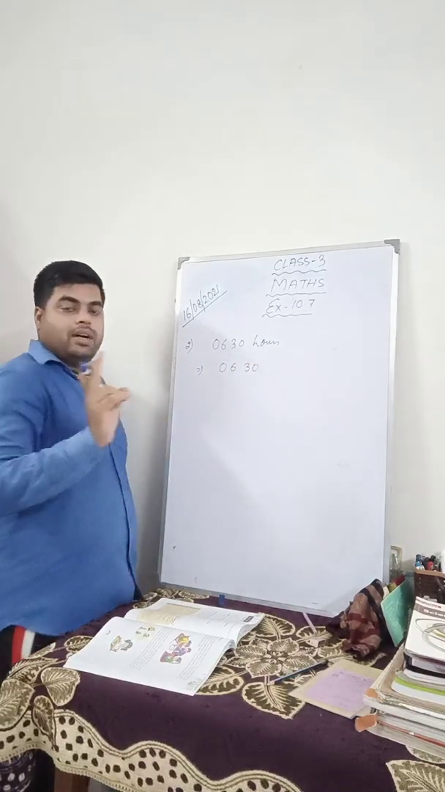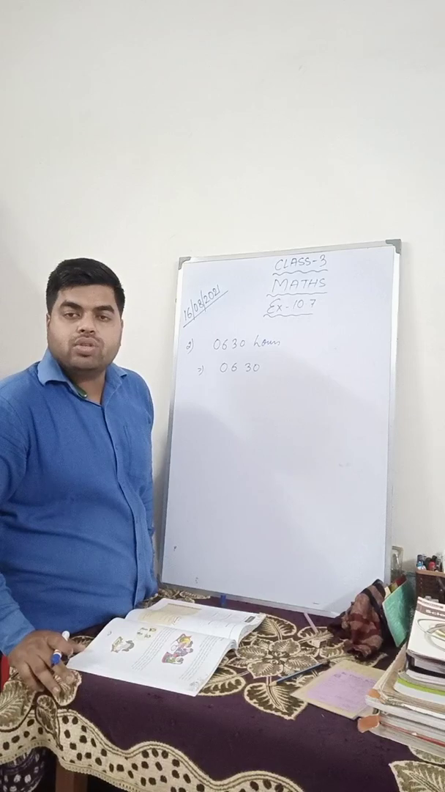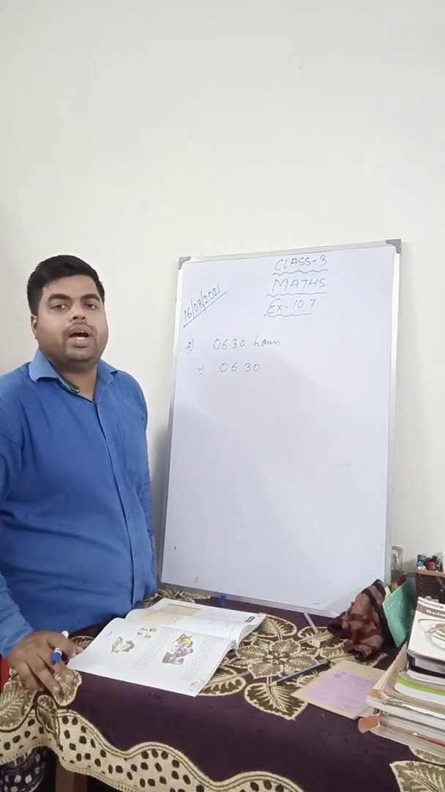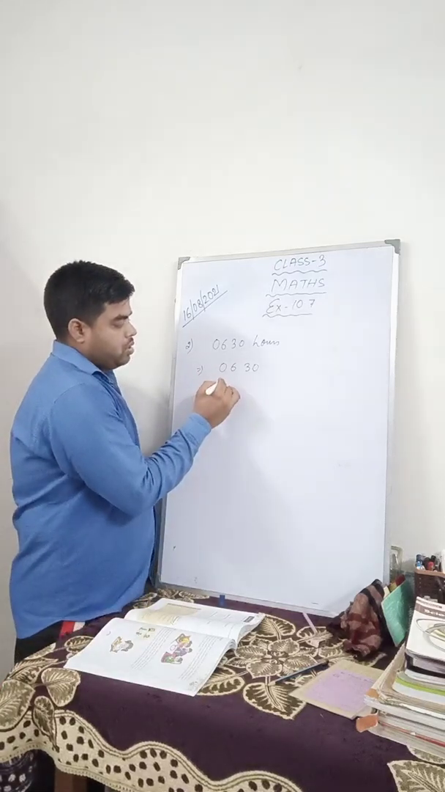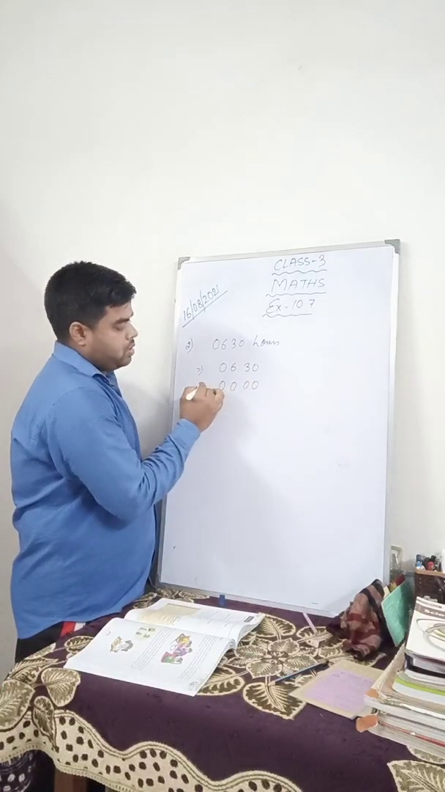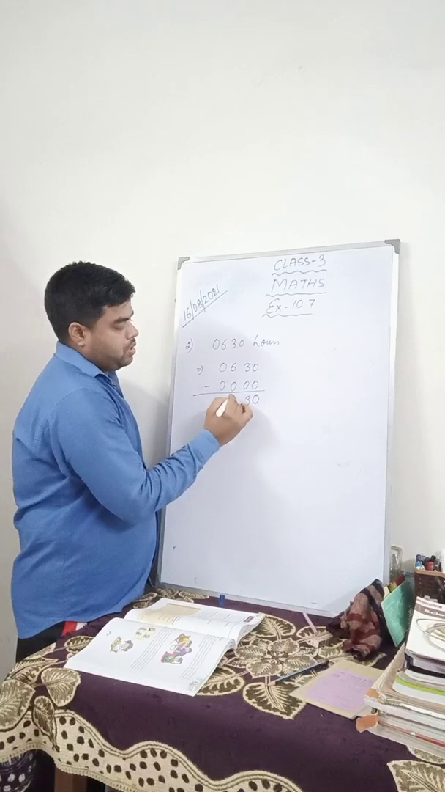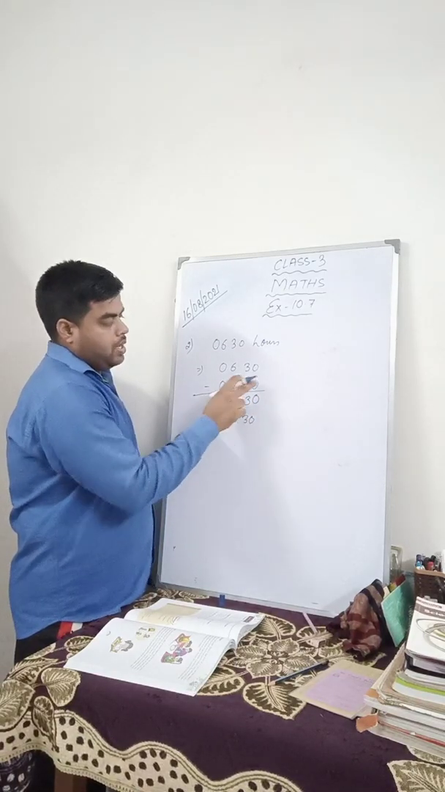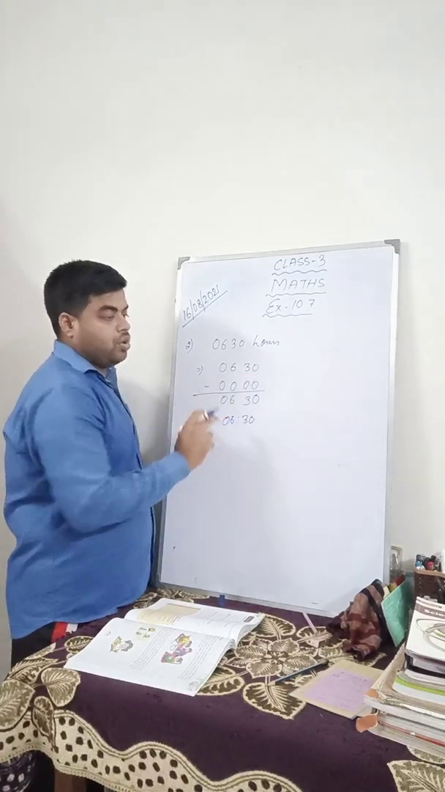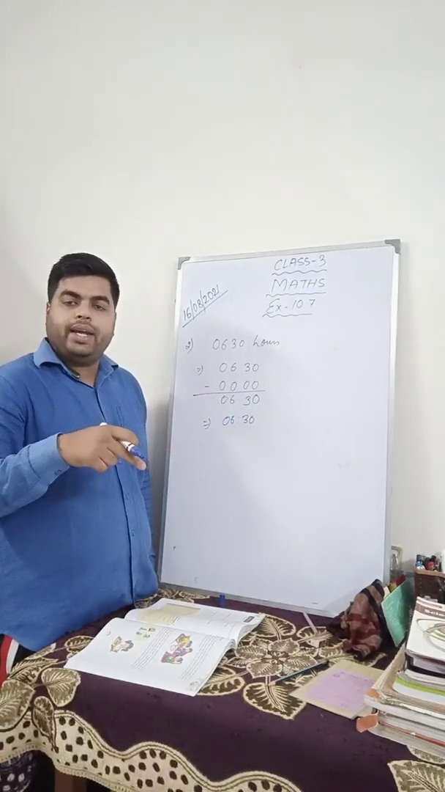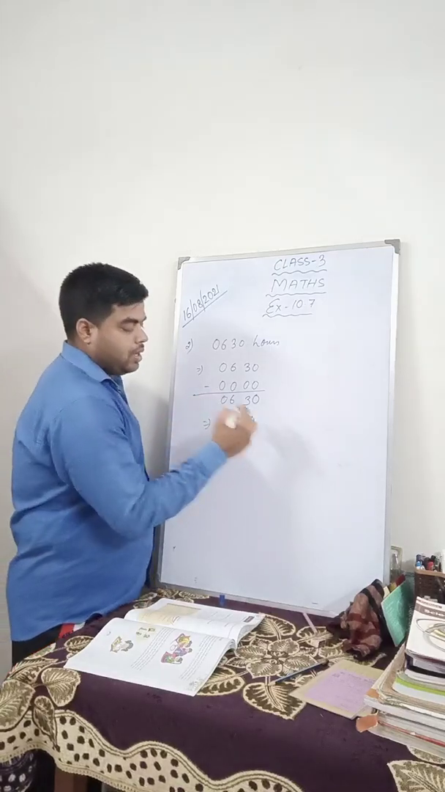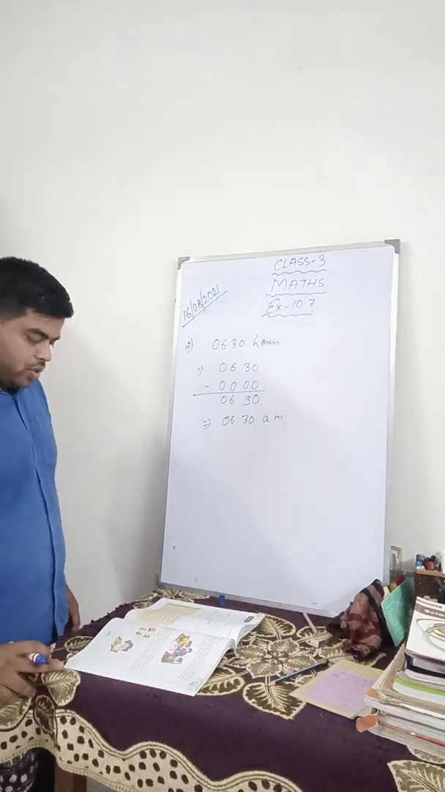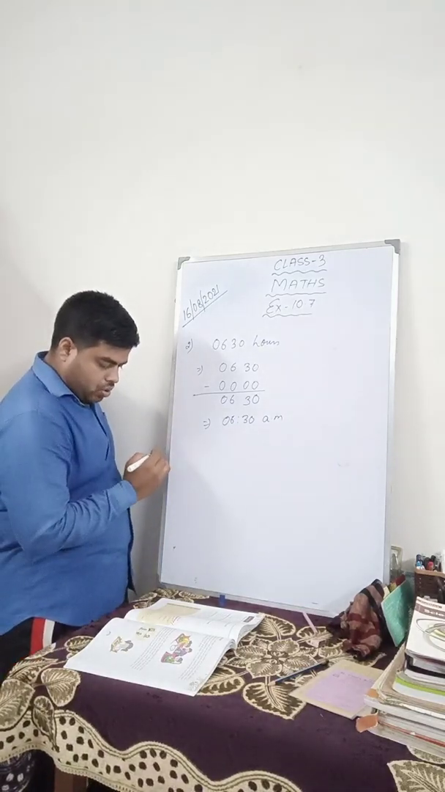0630. Now as I have told you, if you are able to subtract 1200, then you will subtract. If you are not able to subtract, you will subtract only 0000. So 0630 minus 0000 is 0630. You have subtracted 0000, so you will write AM. If you subtract 1200, you will write PM. So it is AM.